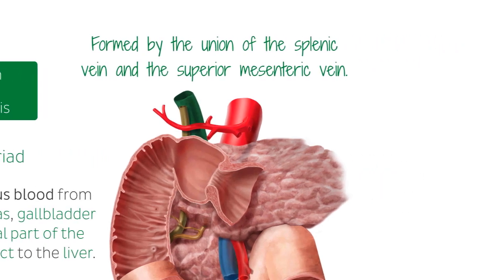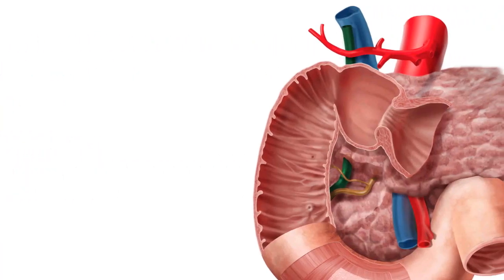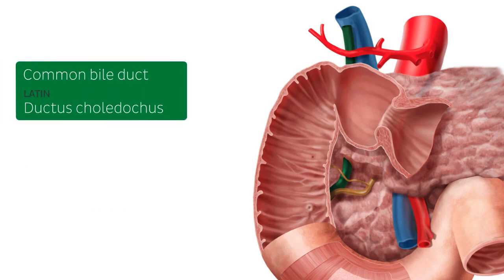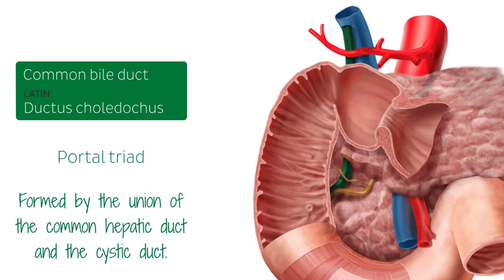The next structure we're going to be highlighting now, we see here, is then the common bile duct. This is the third member of the portal triad. This vessel, which is formed by the union of the common hepatic duct and the cystic duct, functions to conduct or transport bile stored in the gallbladder to the duodenum.